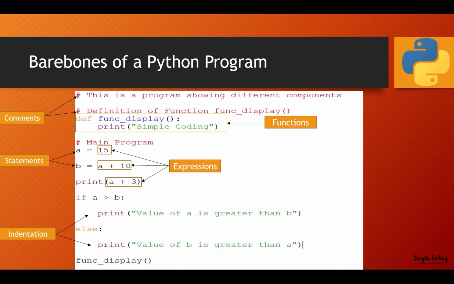After that, a = 15. Then b = a + 10. These are statements. And only 15, then a + 10, then a + 3, these are expressions. After that, if a > b colon, then there is a gap before print. This gap is called indentation. After the colon you will get an indentation. So this is the structure of a Python program.